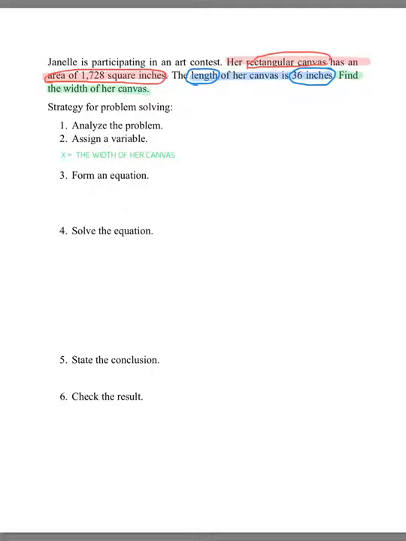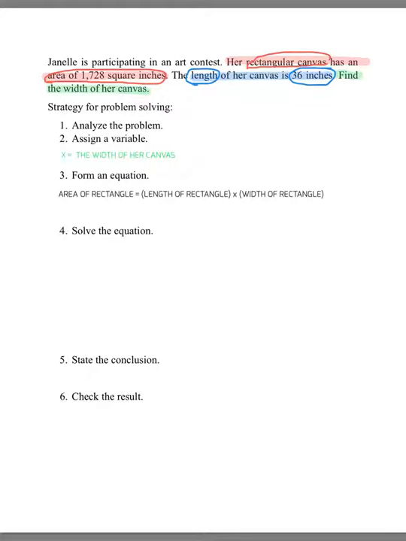Since we're working with the rectangular canvas, we know we're working with the shape of a rectangle. And not only that, but it gives us that the area is 1,728 square inches. So we want to associate the word area with rectangle. We actually know a formula for the area of a rectangle, and that formula is area equals length times width. But more precisely, the area of a rectangle equals the length of a rectangle times the width of a rectangle. So now, let's go ahead and color code some of these things.